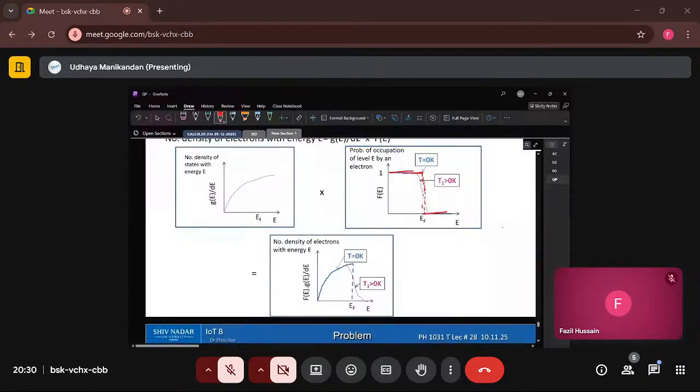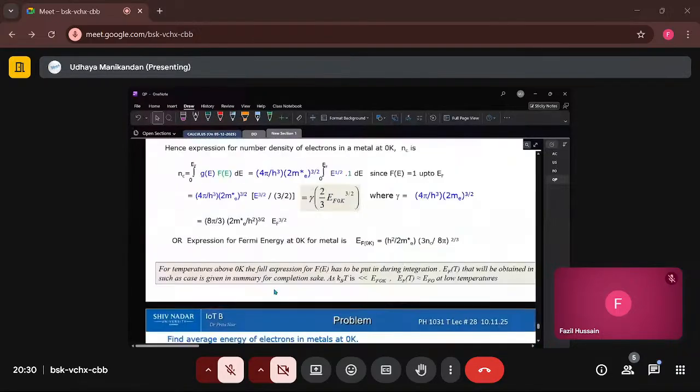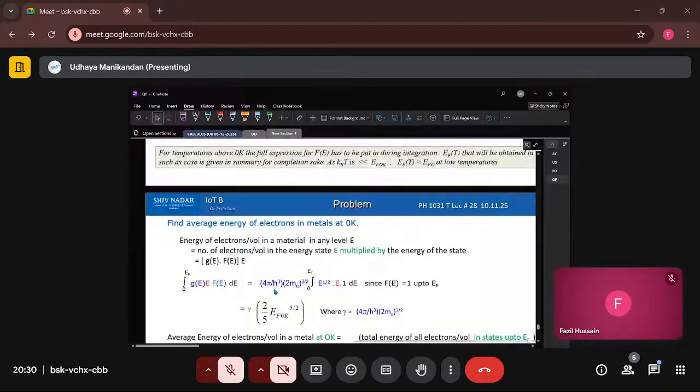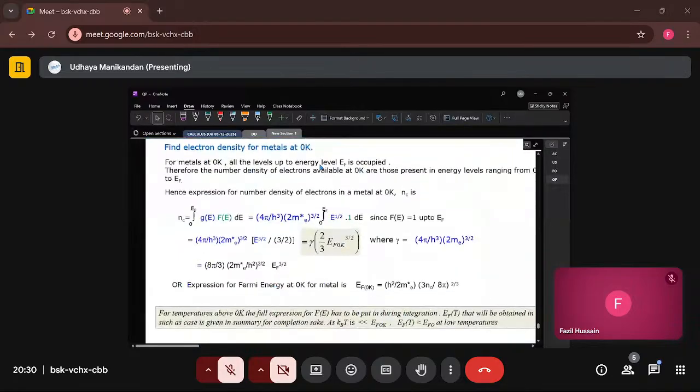Number density formula. I just remember all these graphs. Find the electron density for metals at 0 Kelvin. What do we need? Density of states and the Fermi function. What is the density of states? This is the density of states. I took the constant outside, and it's already there.